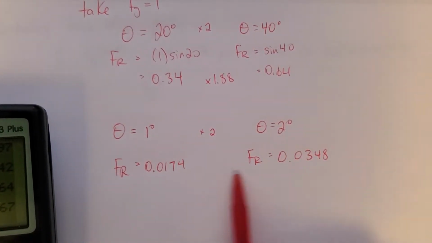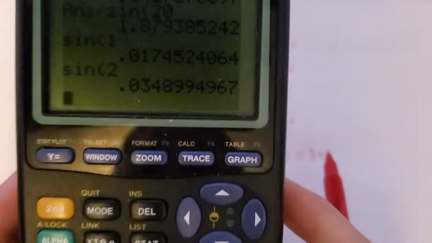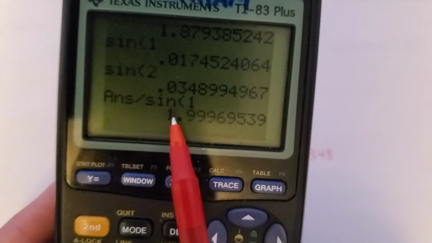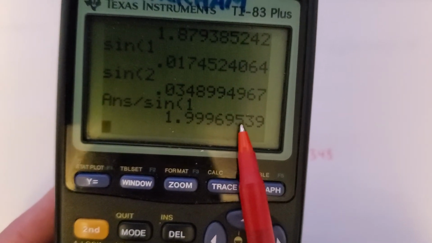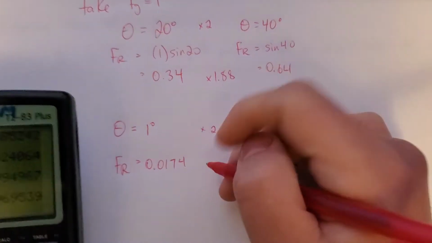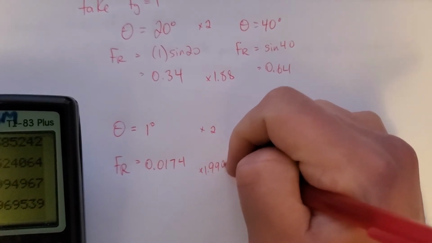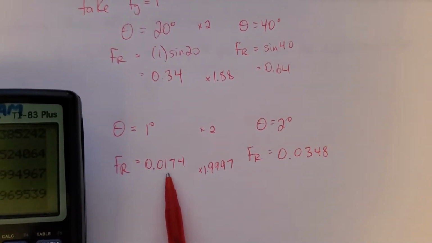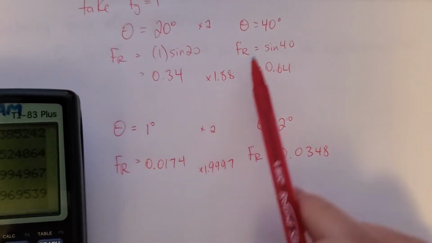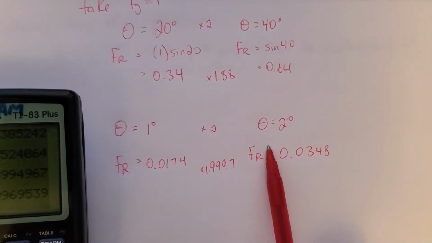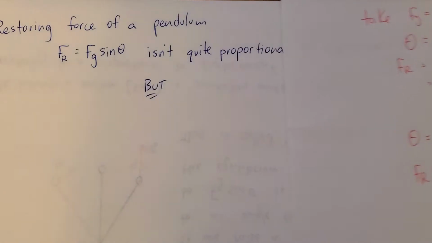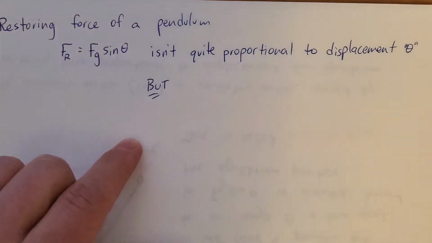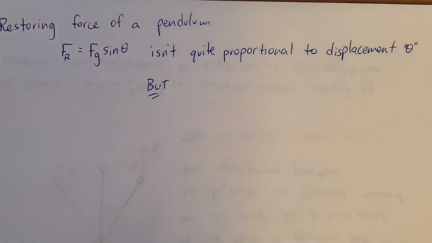By my eye, that looks like it's doubled. Let's quickly do sine 2 divided by sine 1. It's not exactly times 2, but that's pretty darn close, wouldn't you say? So this is times 1.9997. What I'm getting at is, what did we change? We just made the angles smaller. When the angles are small, the restoring force is proportional, or super, super close.